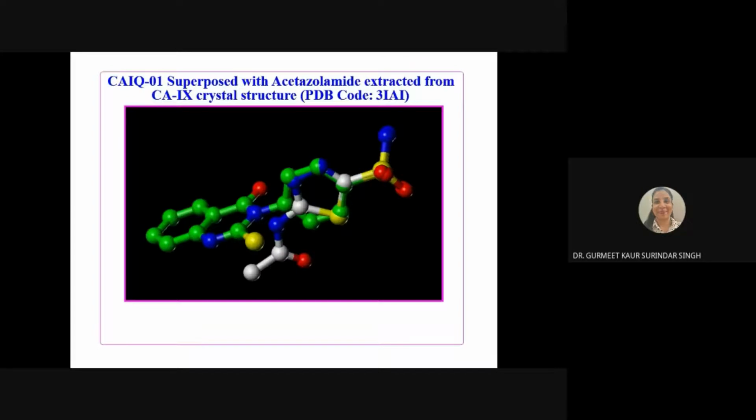And so we used acetazolamide superimposed with our compounds, regarding the crystal structure of CA9, to see what is going on. We found that the 2 compounds aligned by superposing the SO2NH2 and the aromatic rings. So we will find the quinazoline moiety is protruding outside.